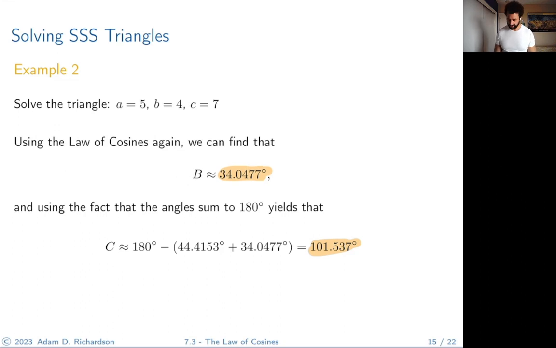There we go. So, law of cosines, not too bad. It's a little more gentle than the law of sines. Now, let's use it to do an interesting application.